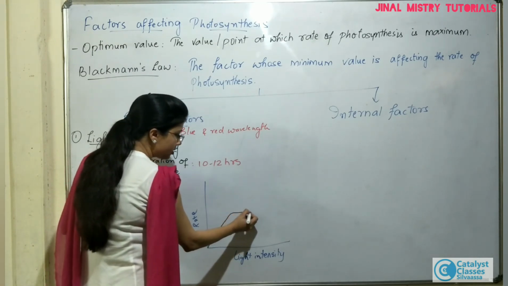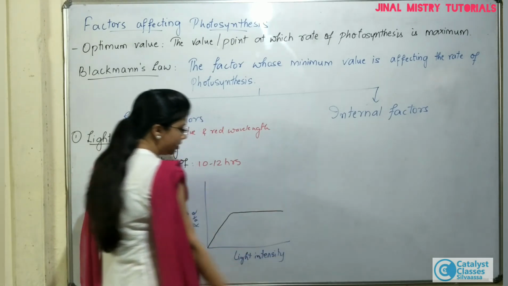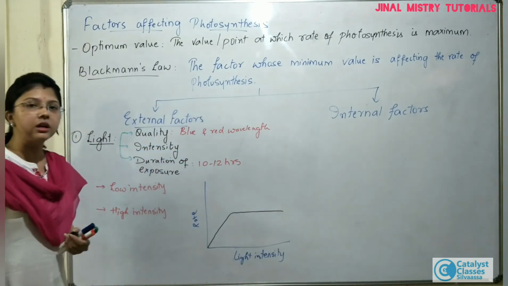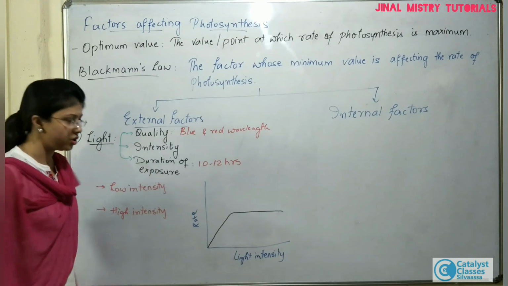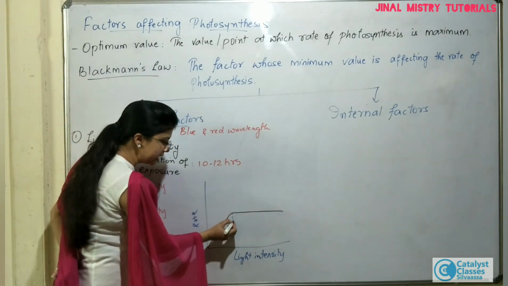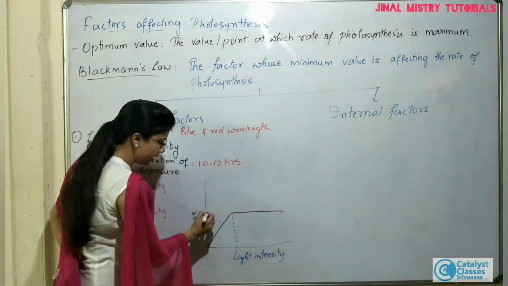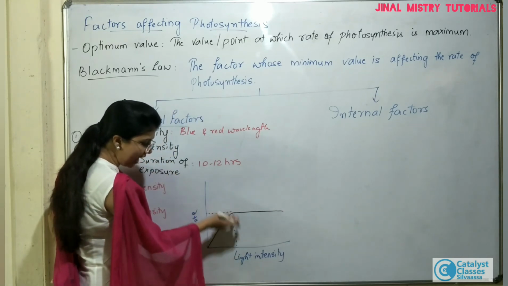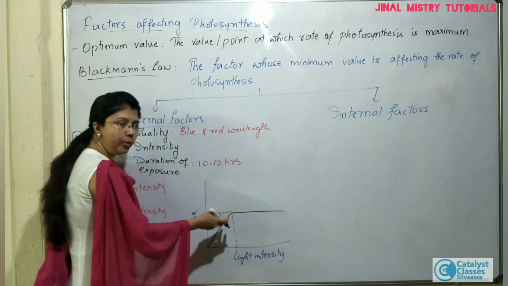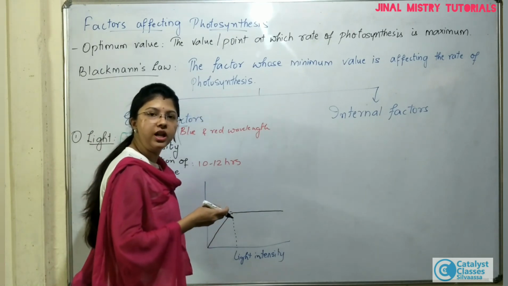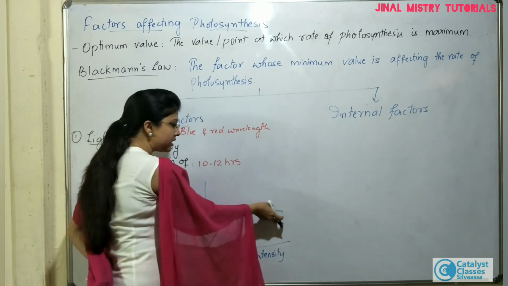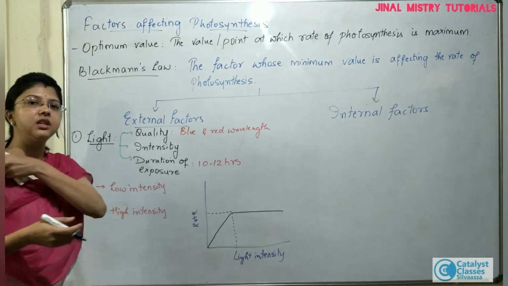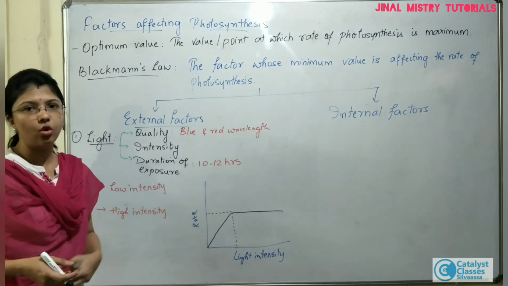But after a certain point, there will be no increase in the rate of photosynthesis, even though the light intensity is increasing. So this is the optimum value of light intensity up till which the rate of photosynthesis will increase. At higher light intensities, the rate of photosynthesis does not increase.